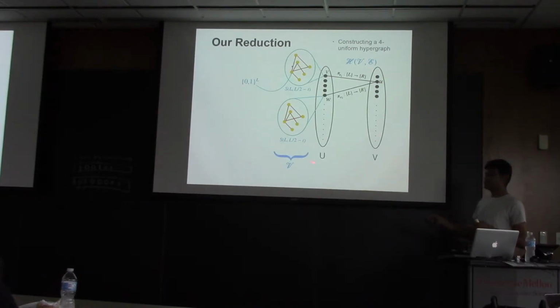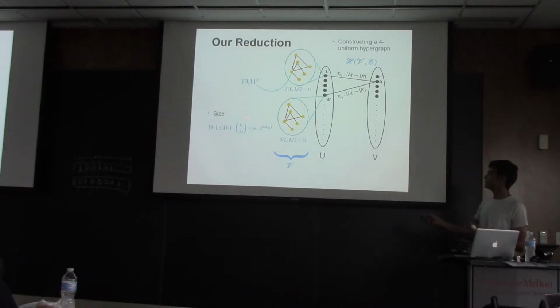And these will be the vertices of our hypergraph. So what we gained is that the size of our hypergraph is just n times 2 to the 2t log L. Instead of 2 to the L, we get an exponential improvement in the size of the hypergraph. Of course, I haven't defined what the hypergraph is yet, but the number of vertices is now much smaller.